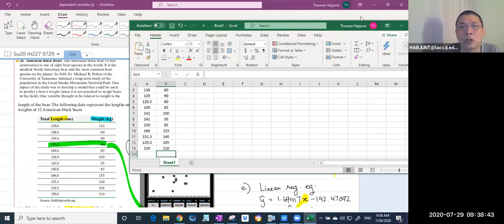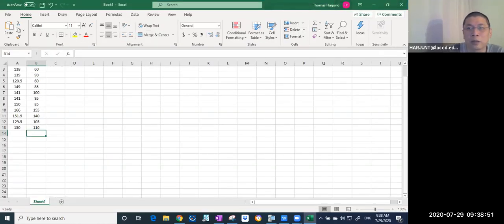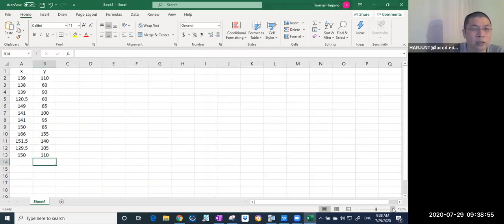So let me enlarge this now. So this is my data. This is my data. Okay. I don't know if my software here is complete, but let's see the data.